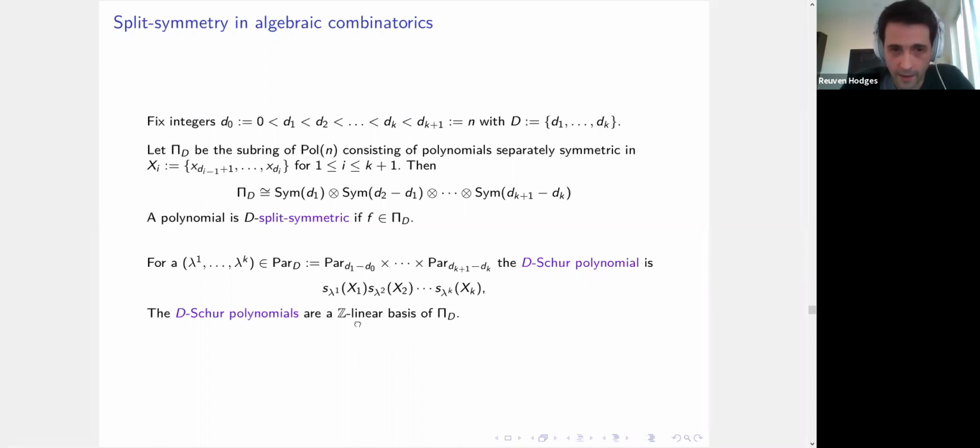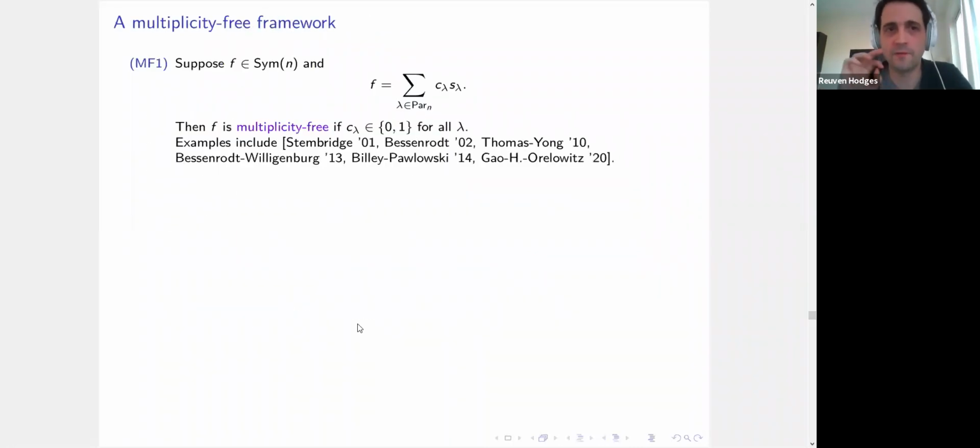Okay, so why am I talking about this? The point of this is the following. I want to talk about multiplicity now. There are two really common types of multiplicity problems that show up in algebraic combinatorics. The first one is you have a polynomial that is symmetric. What that means, as I said previously, is that you can write it in the basis of Schur polynomials. And we say that this polynomial is multiplicity free if, when you write it in this basis, all the coefficients are 0 and 1.